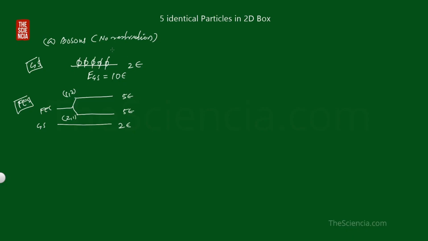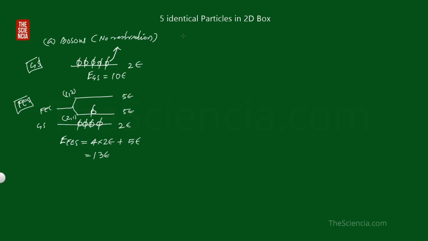Now one of the bosons in the 2e energy state will jump to a higher energy state. Okay, so in the ground state there will be 4 bosons, and in the next higher energy state 1 boson will be there. So the energy of the first excited state is equal to, there are 4 particles in the 2e state, that is 4 into 2e, plus 5e, since 1 particle is in the 5e state. Okay, so you will get the energy in the first excited state, that is 13e, right?